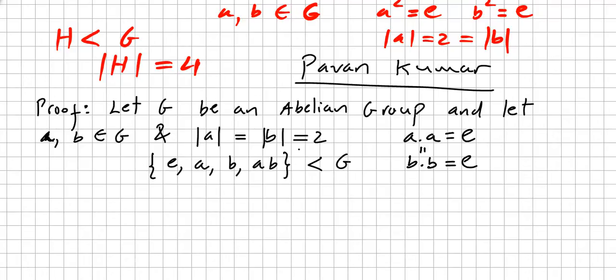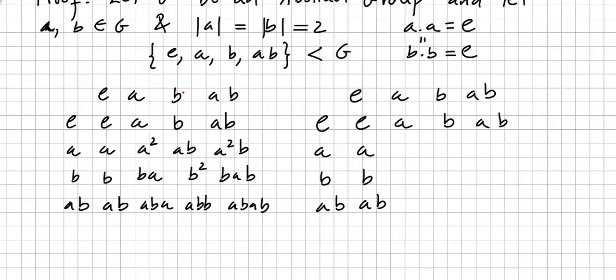First we have to show, so we want to show that this set, identity, element A, element B, and the other element has to be AB, is a subgroup of G. And obviously, this group has order 4. So we want to show this because we have G being Abelian. The question is, G being Abelian, having two elements of order 2, must have a subgroup of order 4. So we claim this is the subgroup. We want to show that this is a subgroup of G of order 4.